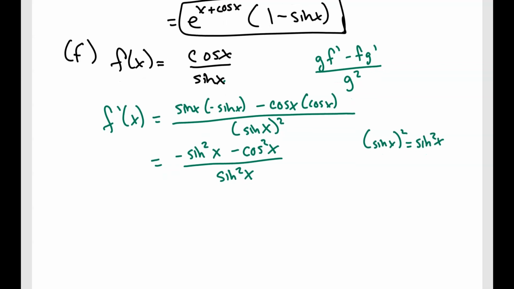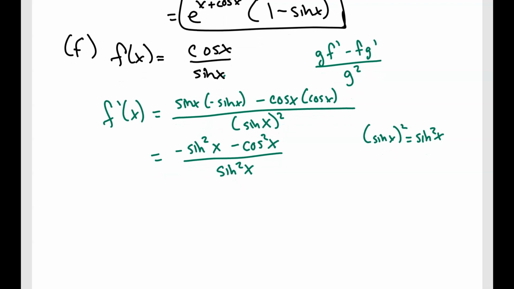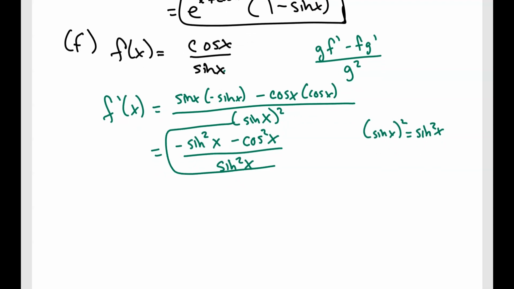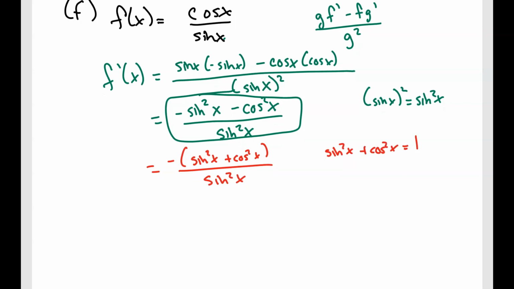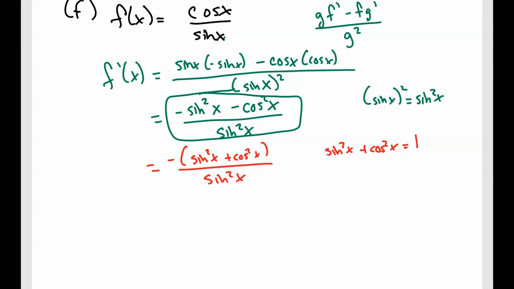Okay? All right, then now what we're going to do, usually this would be the final answer. Now, if you're taking a little bit more trig, you know that there's other stuff that you can do. You can take out the negative, sine squared x plus cosine squared x divided by sine squared x. And if you know a little bit of trig, you know that sine squared x plus cosine squared x is equal to 1. This is a Pythagorean identity. Okay, how is that possible? Why is it equal to 1?